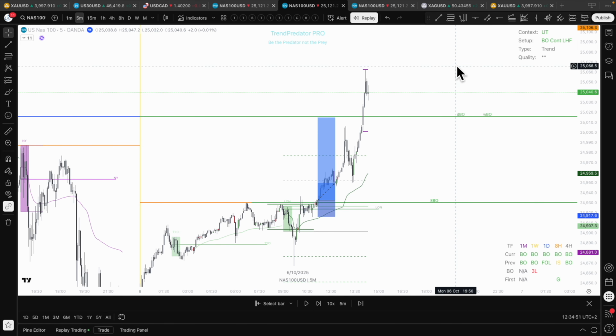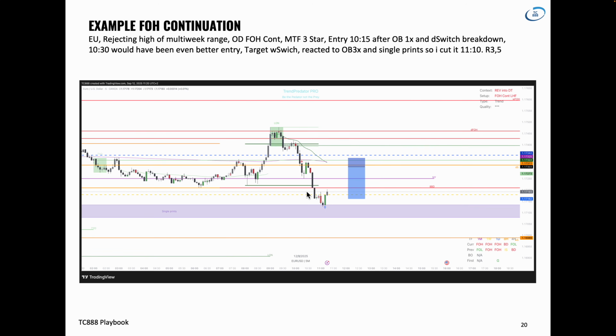So these are examples, and now look at real trades that I took based on this logic over the last weeks. So first trade example, 12th of September, the euro. Here, rejecting high of multi-week range. Outside day, fake out high, continuation, multi-time frame 3-star. Here you see reversal into downtrend, fake out high, continuation, low hanging fruit, trend 3-star. What's exactly what we want to hunt for.